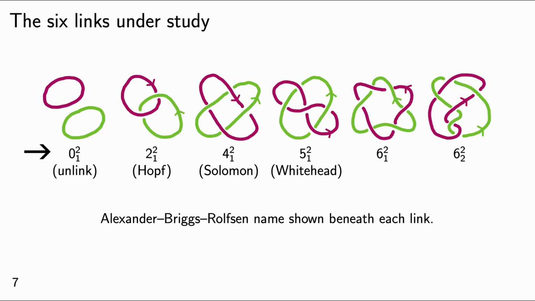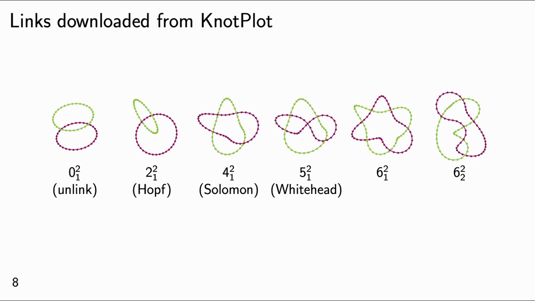They have their fancy name in terms of Alexander-Briggs-Rolfsen notation, but you can also refer to them in the common parlance, as you would at a cocktail party, as the unlink, because it's not really a link, the Hopf link after Mr. Hopf, and so on. And so we're going to take these knots and we need to put them into code. So we need to download them from, in this case, a software called KnotPlot. We take them, we discretize them into a set of points, and now we have them.